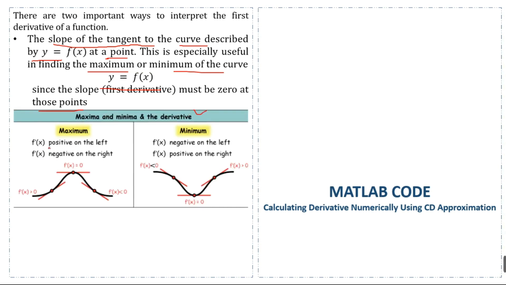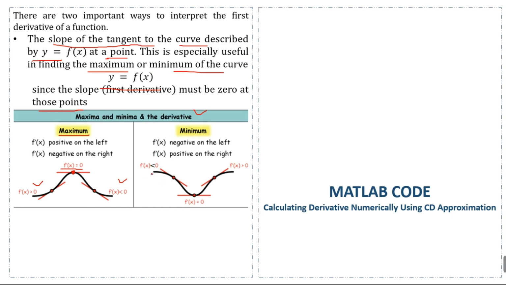Here we have a maximum. If we look at the maximum, the derivative of the function at some point x is positive on the left and negative on the right. Here we can see this is our positive slope, or positive derivative, and for the maximum, the first derivative is equal to 0, and after that it will be negative, less than 0.